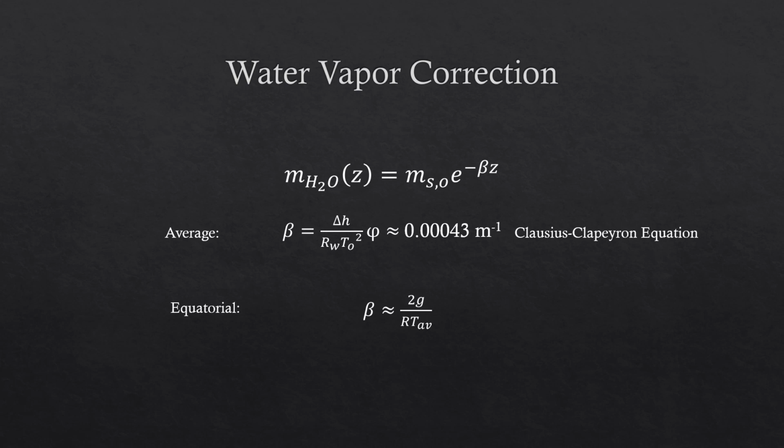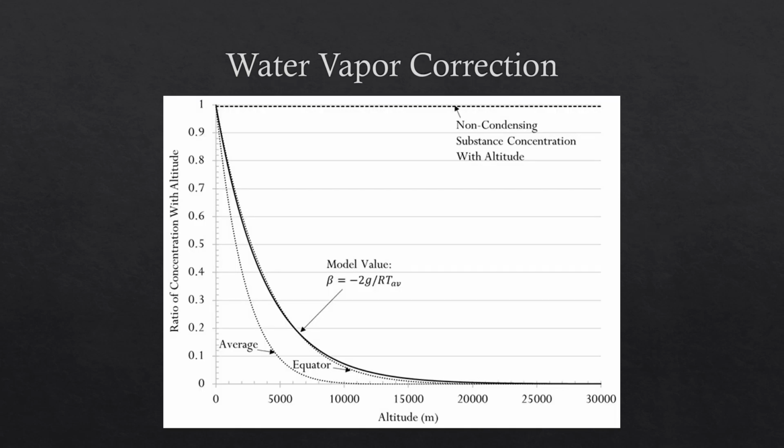One way to integrate the variation of water vapor concentration into the model is by assuming beta equals the atmospheric pressure exponent, 2g over R T_AV. Comparing to the Earth average and equator concentration profiles, the assumption is pretty accurate, especially for the equator. The assumption in the previous section follows the non-condensing line at the top. It is evident that the new assumption is more accurate.